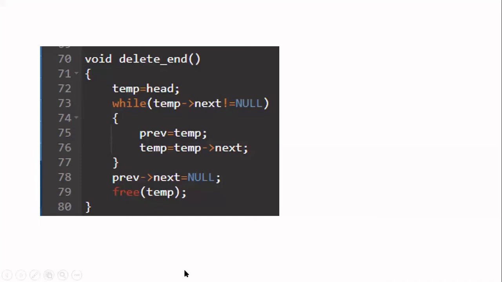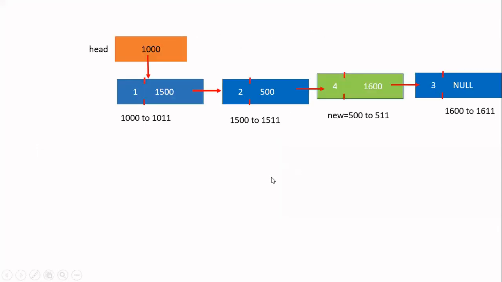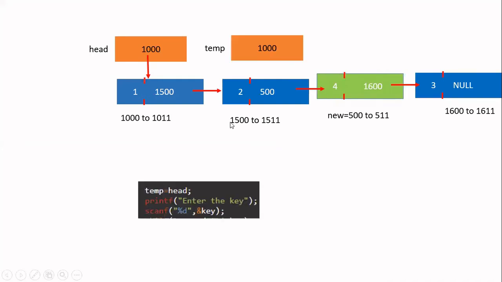Now comes the last delete, delete at middle. Okay, so what is the meaning of delete middle? See this node green color. It is not in the end and it is not in the beginning also. It is in the middle of the linked list. Again, same thing. Take the head value, keep it in the temporary variable so that temp is having 1000. Then ask the user to enter the key, what he wants to delete. So I am getting it from the user.